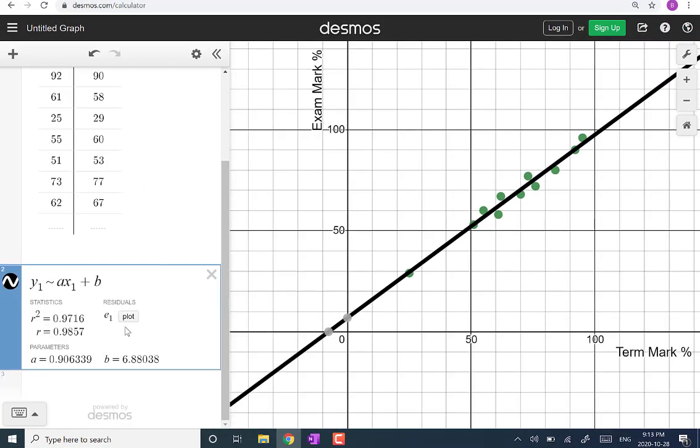When we do this, we also found the values for a and b, which are shown here where the word parameters are. We can see them down here at the bottom. We see a is 0.906339 and b is 6.88038. So those are the values we're going to use for our equation of best fit. So now let's go back to our note.